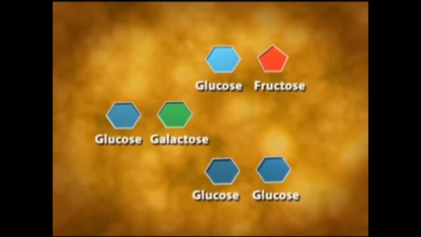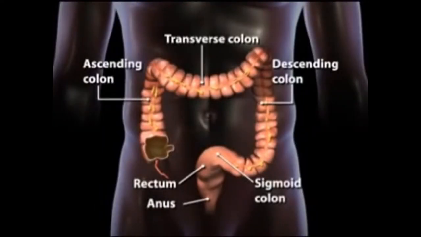Sugars and starches are digested and absorbed before entering the large intestine. Fiber resists digestion and is too large to be absorbed as is. Most fiber is secreted in the feces.